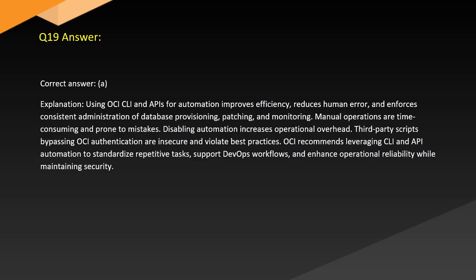Answer. Correct answer: A. Explanation. Using OSI CLI and APIs for automation improves efficiency, reduces human error, and enforces consistent administration of database provisioning, patching, and monitoring. Manual operations are time-consuming and prone to mistakes. Disabling automation increases operational overhead. Third-party scripts bypassing OSI authentication are insecure and violate best practices. OSI recommends leveraging CLI and API automation to standardize repetitive tasks, support DevOps workflows, and enhance operational reliability while maintaining security.